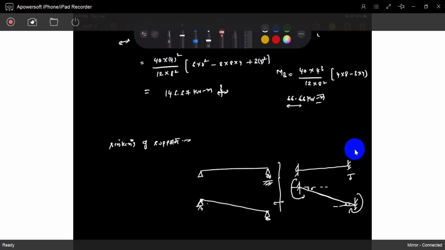It will easily rotate, no problem. But if it is a fixed support, it can't. If the support is sinking, automatically it will try to maintain zero slope.